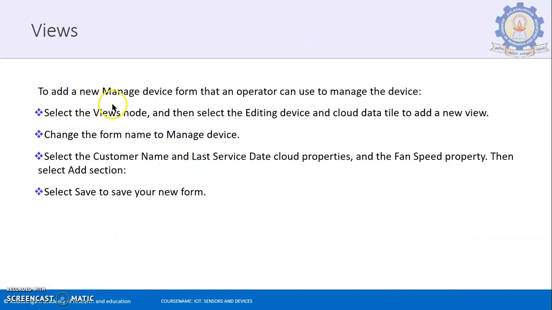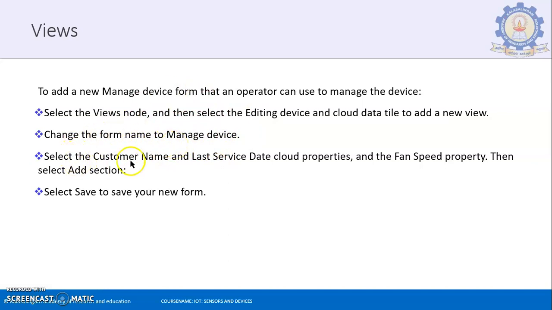To add a new view that an operator can use to manage the device, select the view mode and then select the editing device and cloud data tile to add a new view. You can change the view accordingly. Then you change the form name to manage device. So you edit it to the manage device format.